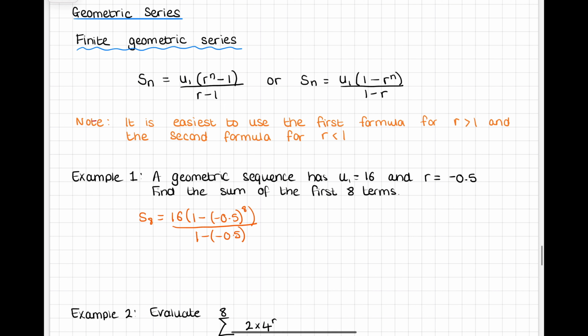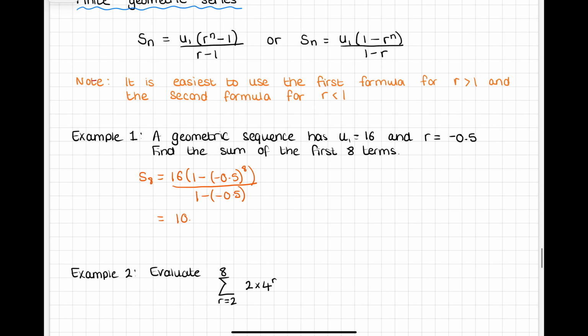Put that into your calculator and we will get an answer of 10.625. Now in the IB, we always have to round to 3 significant figures, so always have an unrounded answer first, then round to 3 significant figures, which is 10.6.